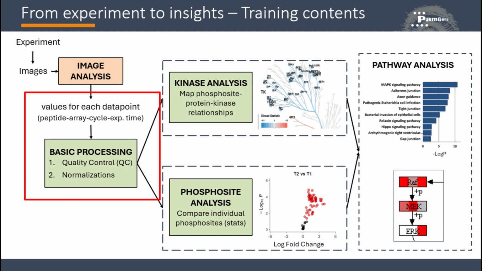In this video, I will talk about the first part of the data analysis, which is called basic processing. This includes first the quality control or QC of the peptides, which aims to exclude low-quality peptides. The second step is the normalization of the peptides that have passed the QC. Now, let's go to Tursin.